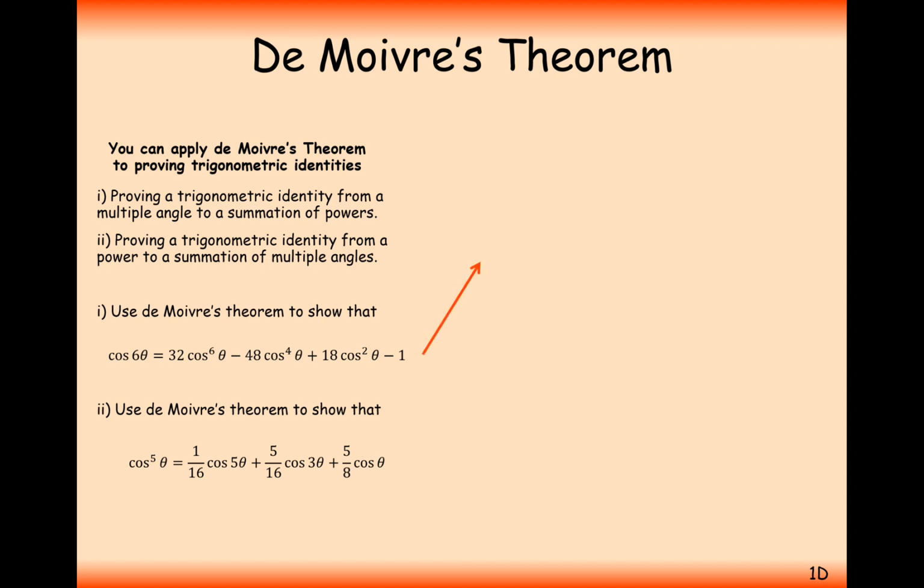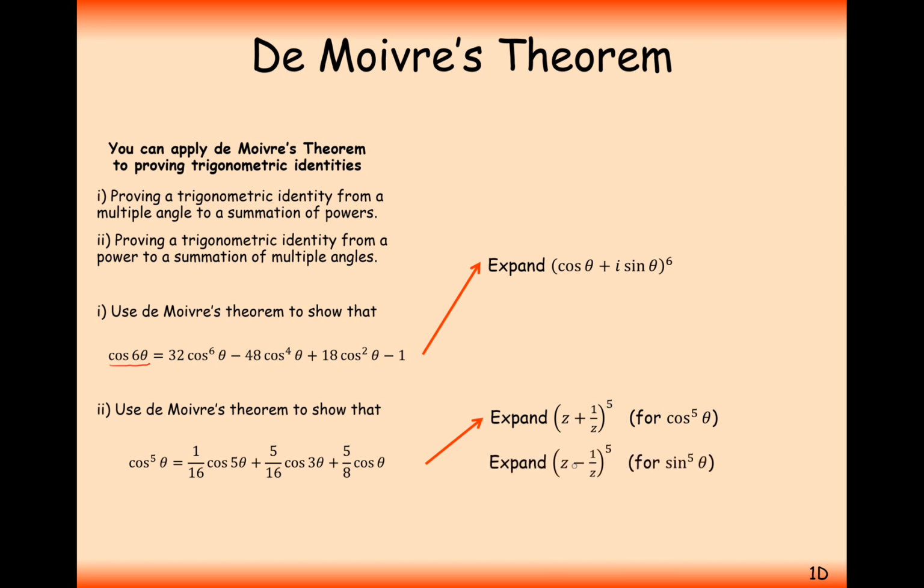What we've done in the first case was we expanded cos theta plus i sine theta to the power of 6. The reason for the power of 6 was that it gave cos 6 theta at the front. In the second expression, we expanded something different. It was z plus 1 over z to the power of 5 for cos, and if I was doing it with sine, I would do z minus 1 over z to the power of 5.